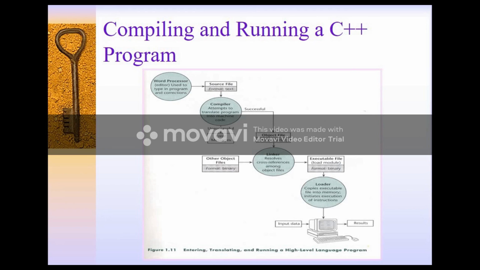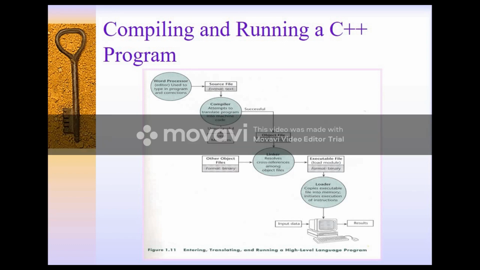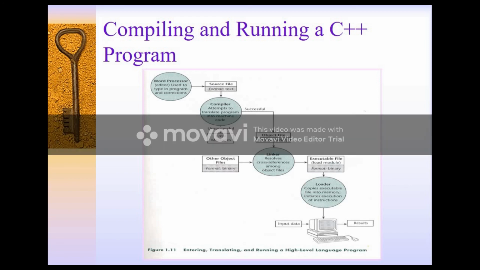Now compiling and running a C++ program. This is the word processor editor, the place where we are going to type the program. After typing the program you will have a source file. Then we have the compiler, which translates the program into machine code. Once it is successful, an object file is created. If it is unsuccessful, you get an error message. You have to solve the error and compile again. After compiling, again you get an object file.